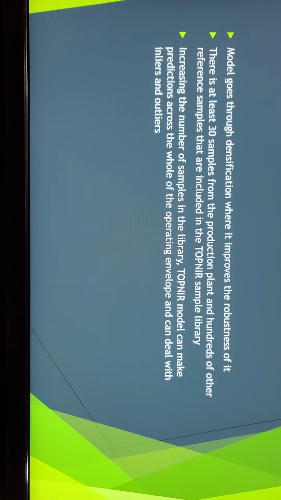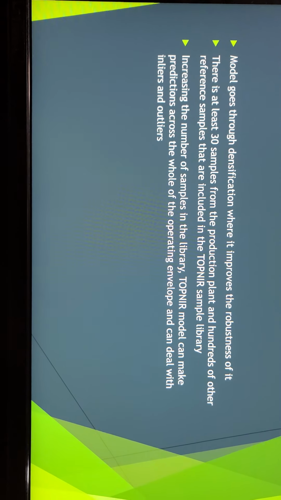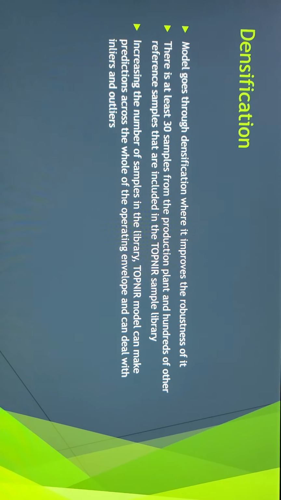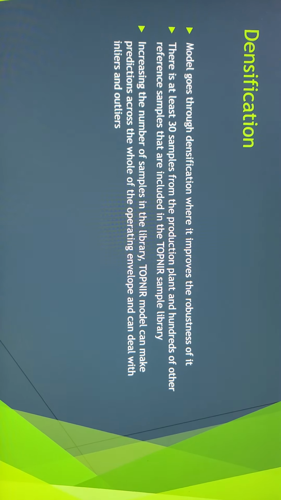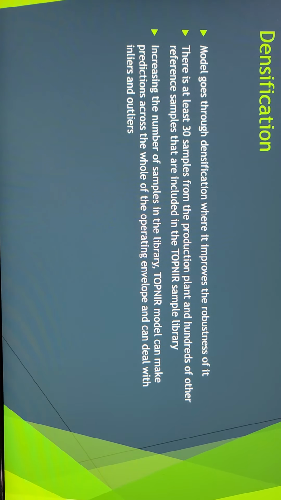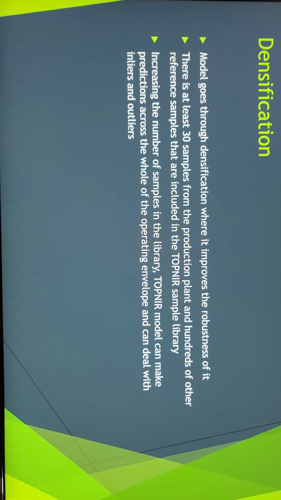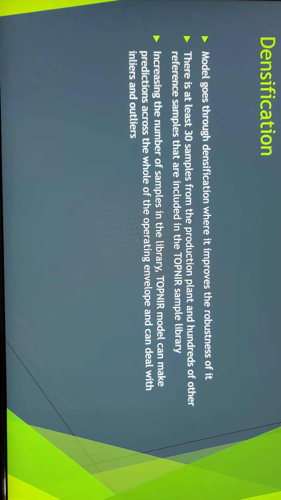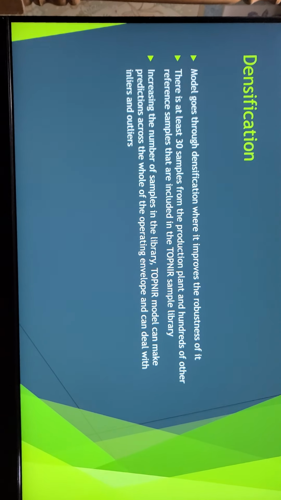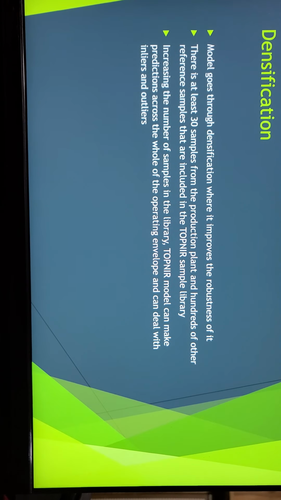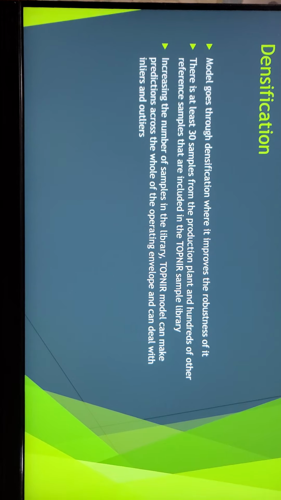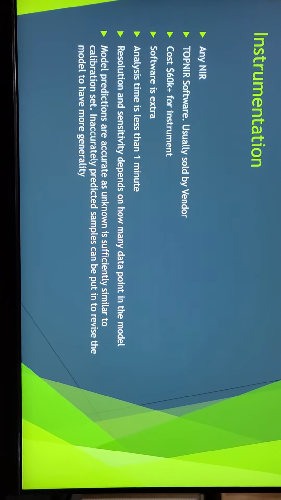And so by increasing the number of samples in your library, this top NIR model can make predictions across the whole of the operating envelope and can deal with inliers and outliers. So any data point that you can put into the model just helps it. It can even take in mistakes and basically just makes it so it can predict a wider range and give a more general range of the predicted properties instead of trying to narrow in so quickly.